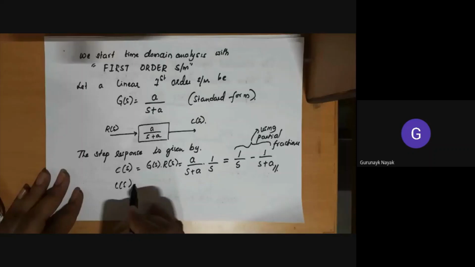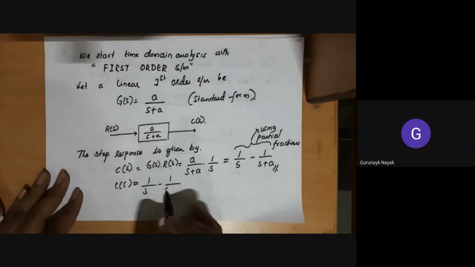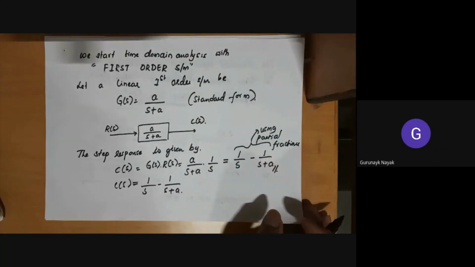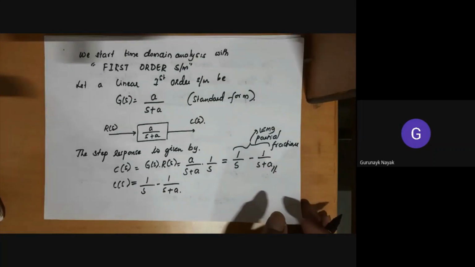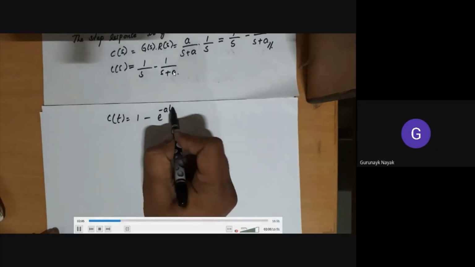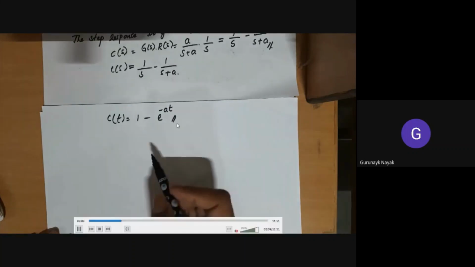So what is C of s now? It is 1 divided by s minus 1 divided by s plus a. You can work out parallelly. Then we arrive at C of t equal to, what is the inverse Laplace of 1 by s? It is 1. And what is the inverse Laplace of 1 divided by s plus a? It is e raised to minus at. Okay. So this is through inverse Laplace transform.